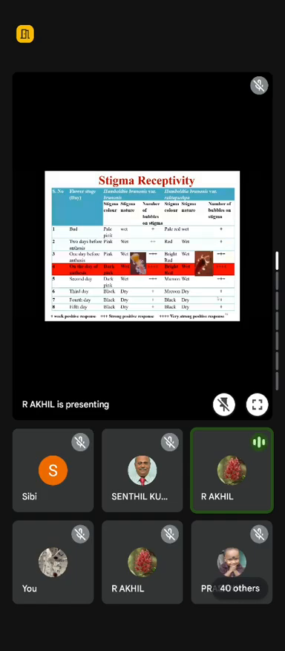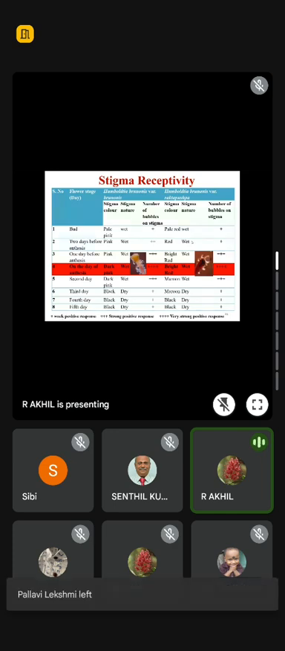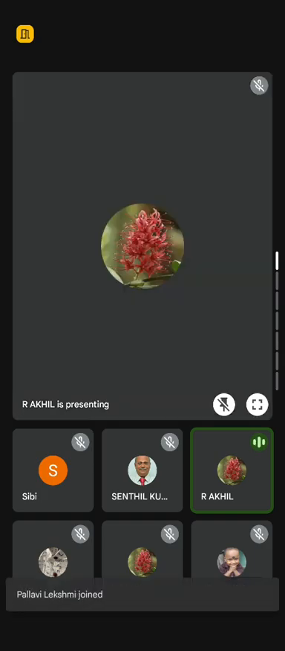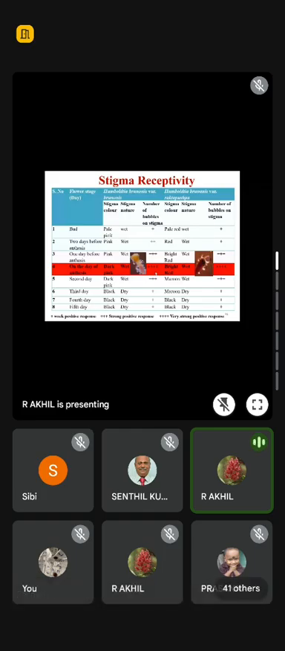In this sense, we apply hydrogen peroxide at the bud stage. Here there is a weak positive response, which is indicated by one positive sign. On the successive days up to the day of anthesis, the stigmatic surface shows a very strong positive response to hydrogen peroxide, which means the stigma is more receptive on the day of anthesis, based on the bubbles.